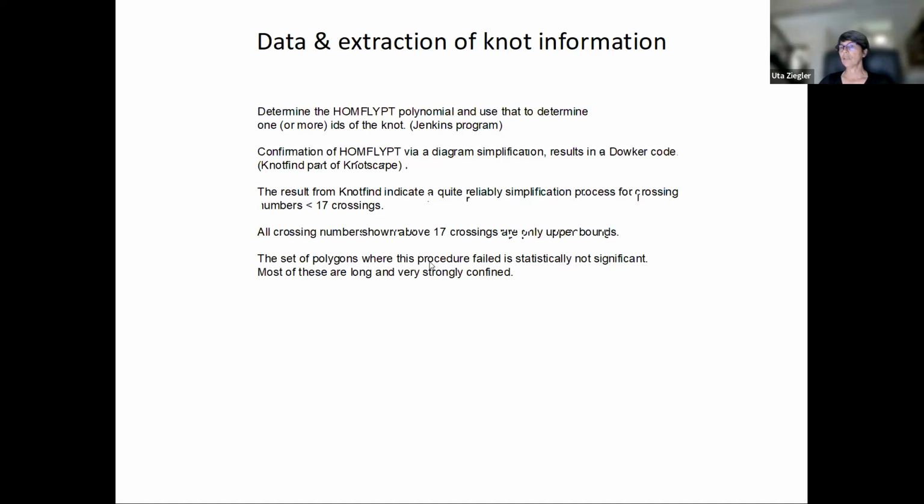There were some polygons where we could not determine what knot type they are, or where the diagram simplification failed, but usually they were very strongly confined and only so few that it does not affect our statistical information.